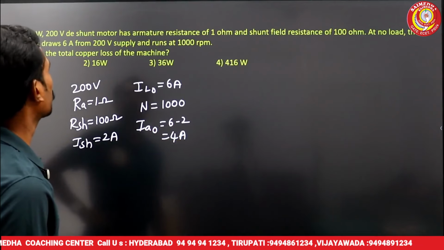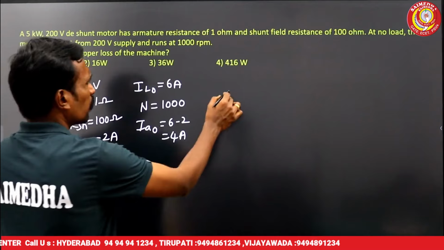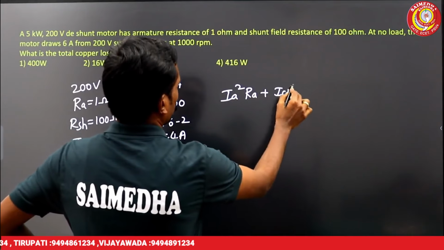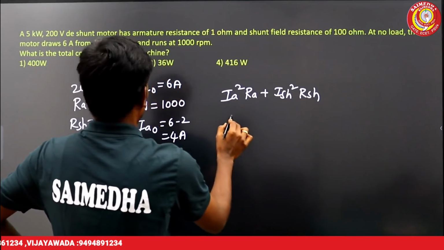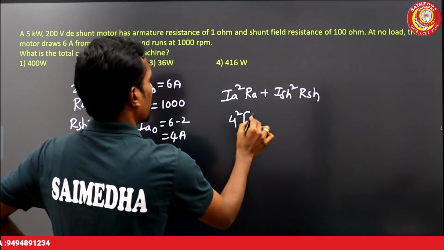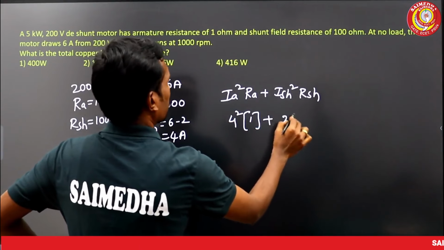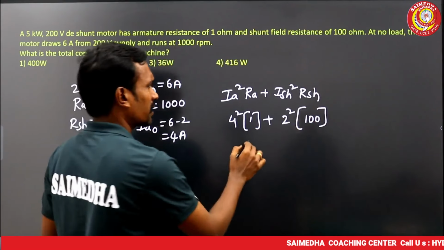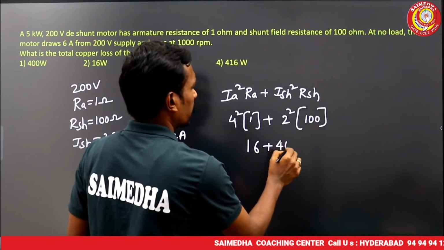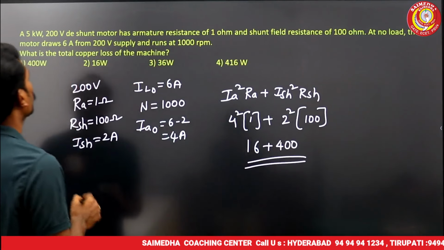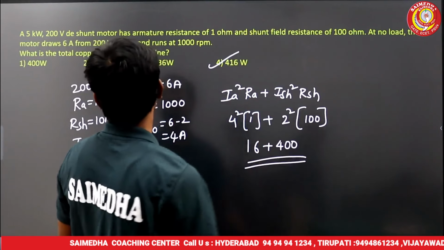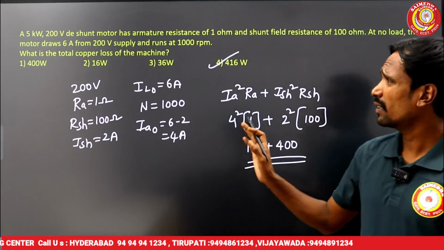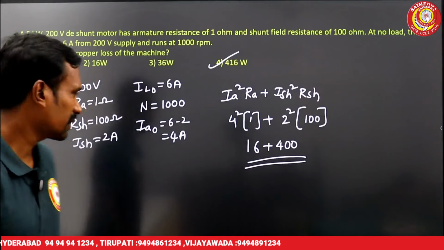What is the total copper losses of the machine? Total copper losses of the machine is IA square RA plus ISH square RSH. IA square RA is 4 square into 1 plus ISH square RSH is 2 square into 100. 4 square into 1 is 16 plus 4 into 100, 400. 416 will be your answer. What is the total copper losses they asked? Not armature copper losses, not field copper losses. Be careful. Simple question, sir.